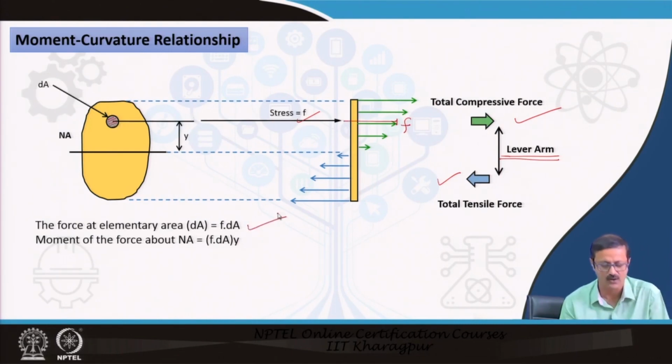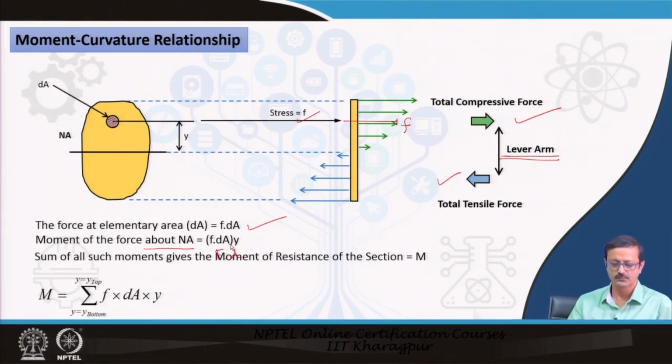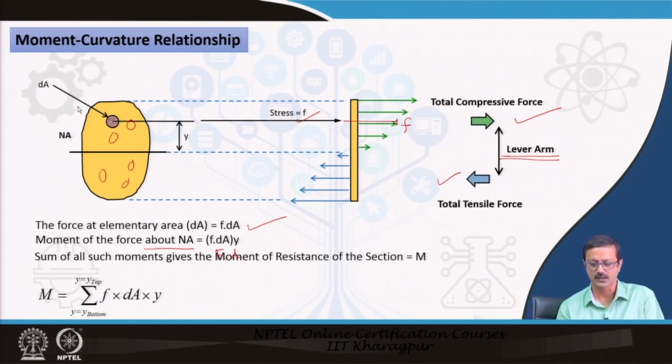So this is the small elementary force, and the moment created by this elementary force about the neutral axis is the force into the distance, and this distance is y. So it is F dA into y. Now if you sum all the forces, you can accumulate all of these and find out the total moment of resistance of the section.